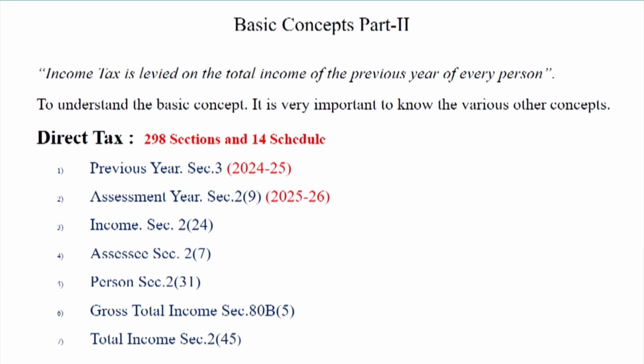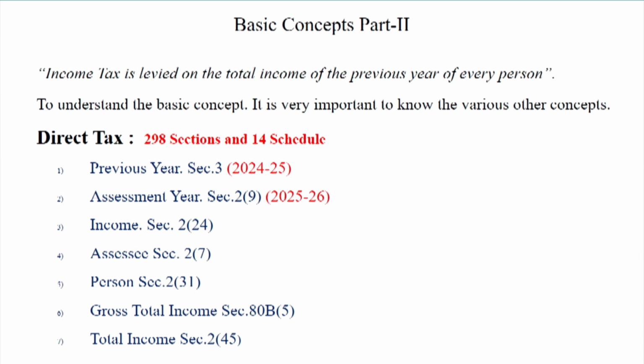The heads of income are given in Section 14 and 1(4). Section 14 and 1(4) refer to the heads of income, and heads of income refers to 5 heads: income from salary, income from house property, income from business and profession, capital gain, and other sources. Next, Section 2 subsection 45 refers to the total income.